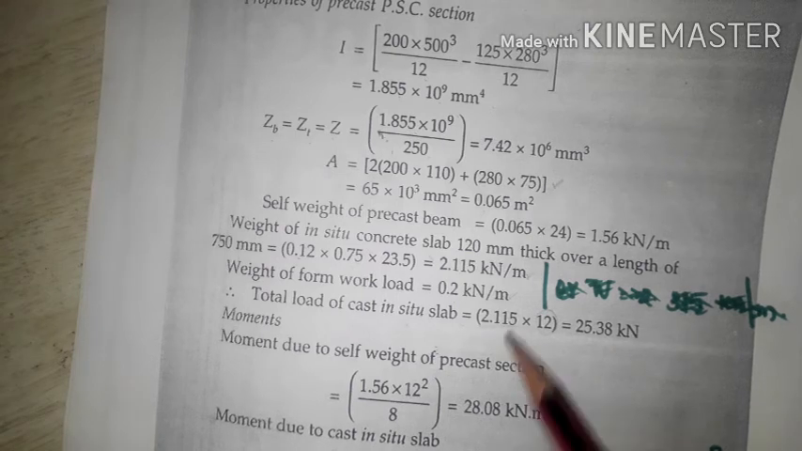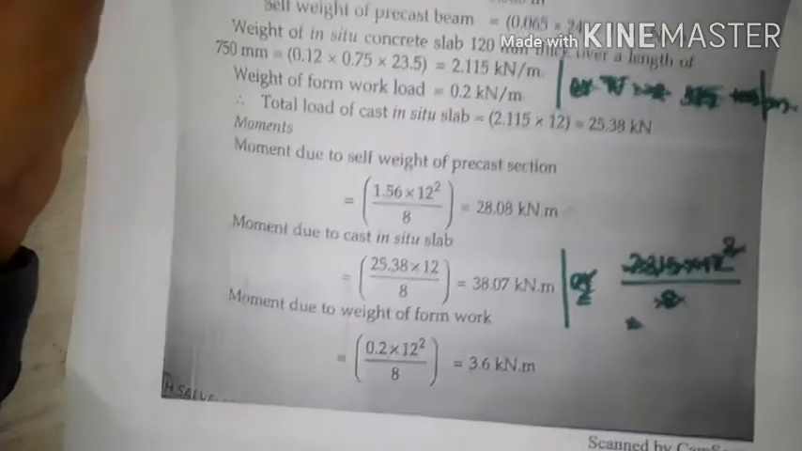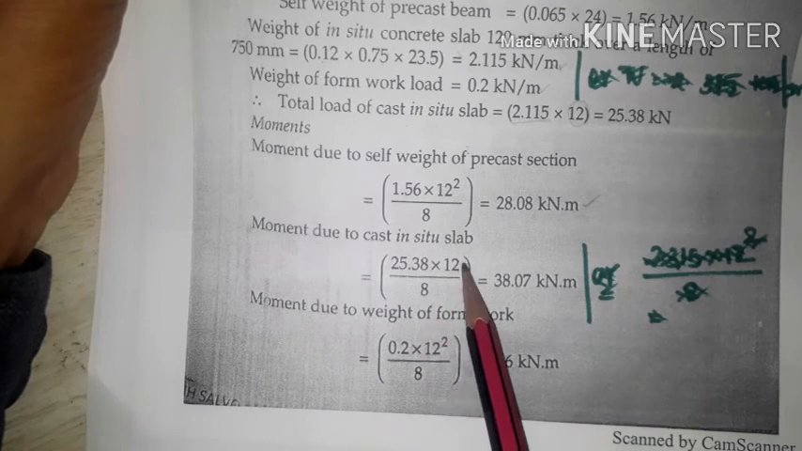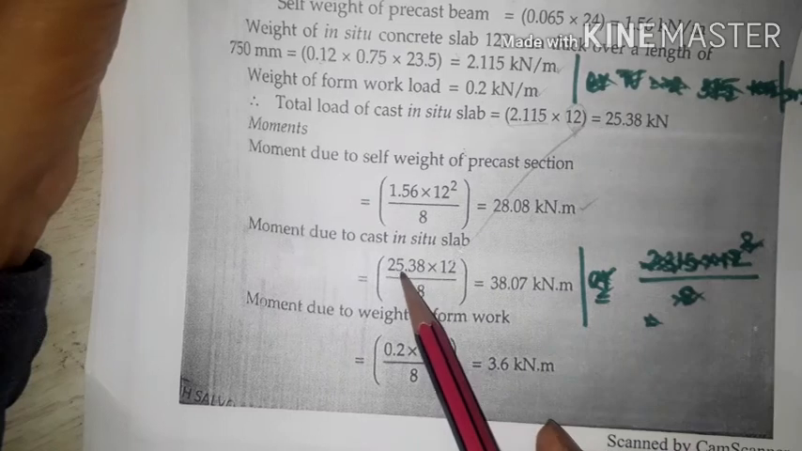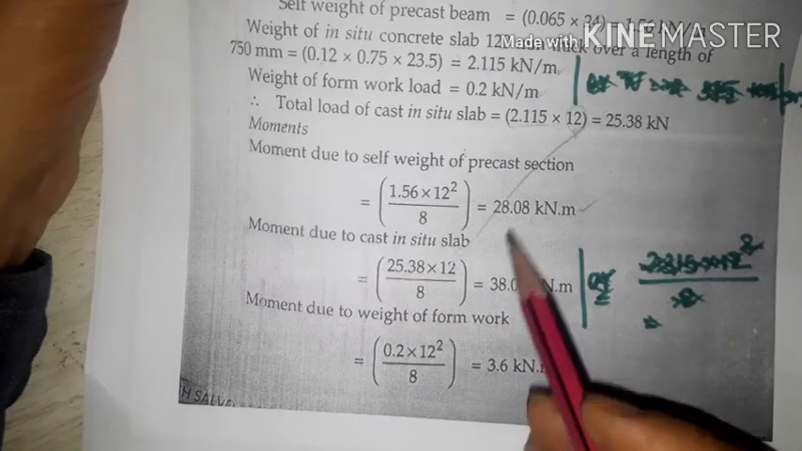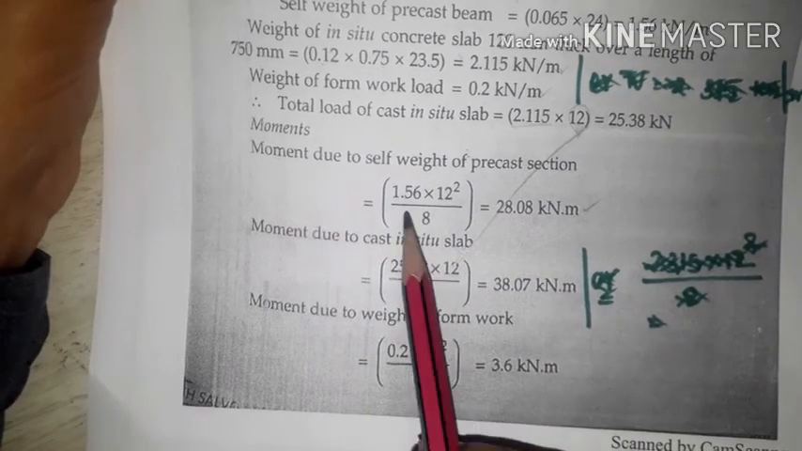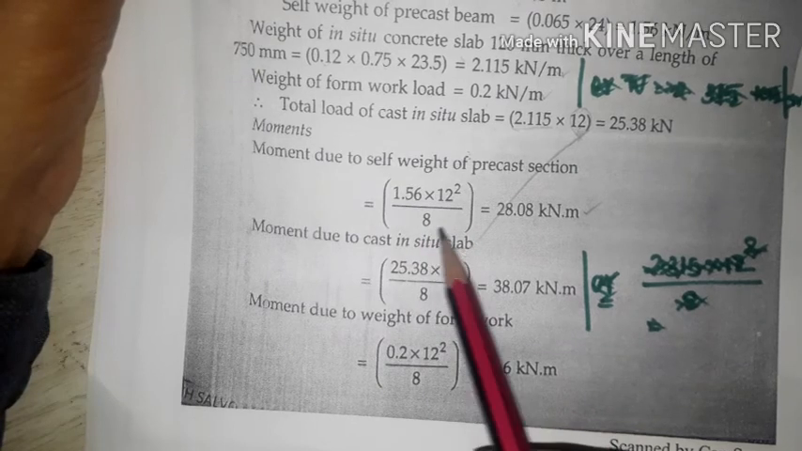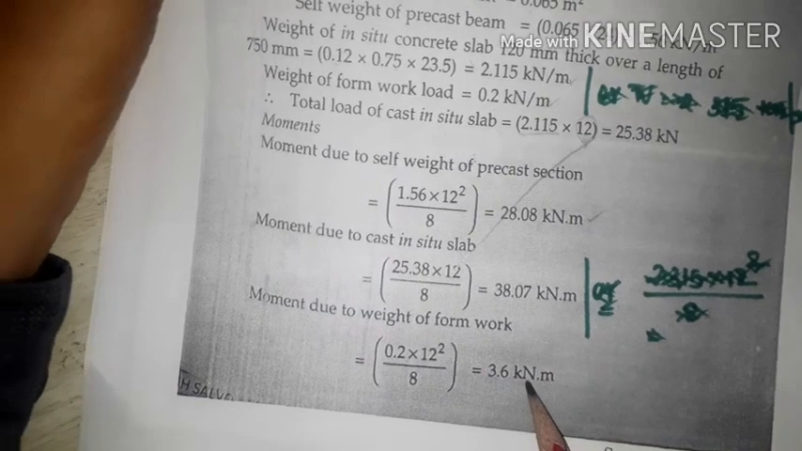or you can utilize 2.115 directly, no need to multiply the span here. Okay, so you can utilize that directly here. What they have done here, actually it is WL square by 8, but one L is already multiplied here, so they have directly used WL by 8. Then the moment due to the precast section is again WL square by 8, so we got this, and the moment due to formwork is again WL square by 8, so that is 3.6 kilonewton meter.